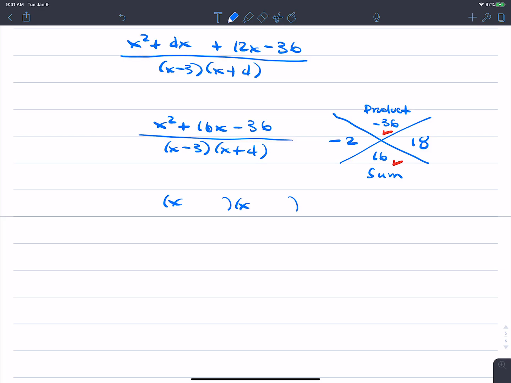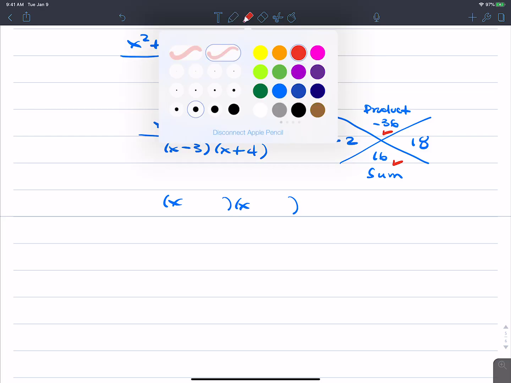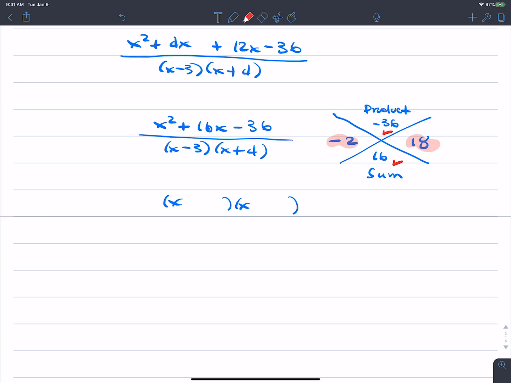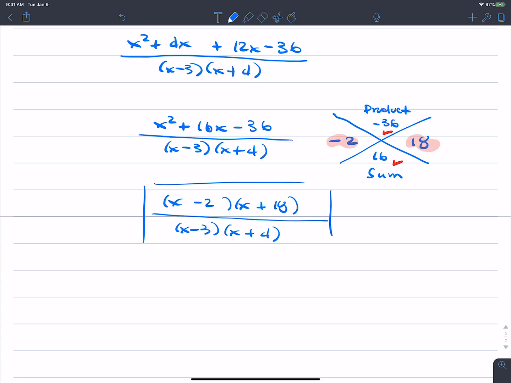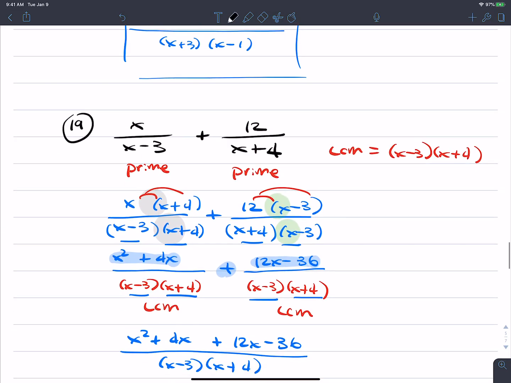So these are the terms: x, x. We're going to use this negative 2 and positive 18, over x minus 3 times x plus 4. And you're going to notice that we can't cancel our terms here because they are not exactly the same. We do have multiplication here and here, that's fine, but we don't have pairs on top and bottom to cancel. So you're done. This is number 19.